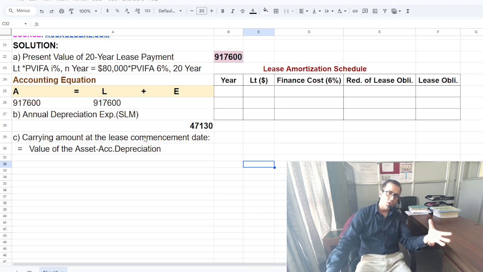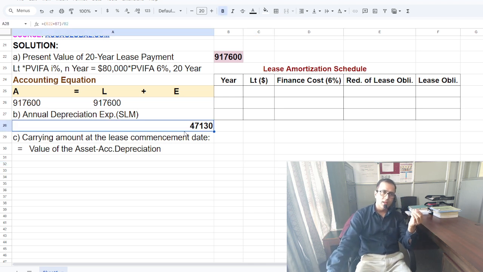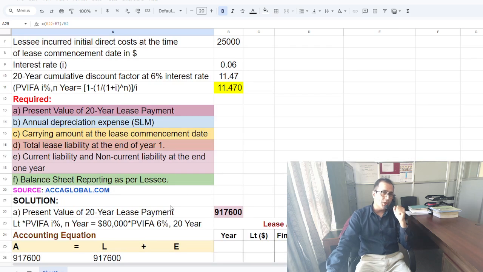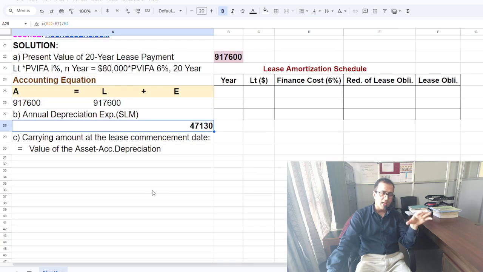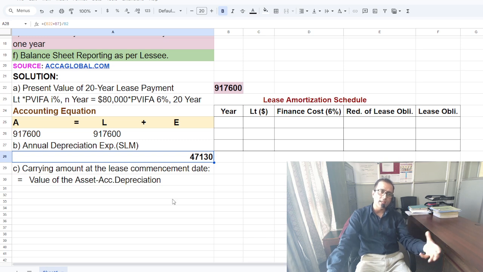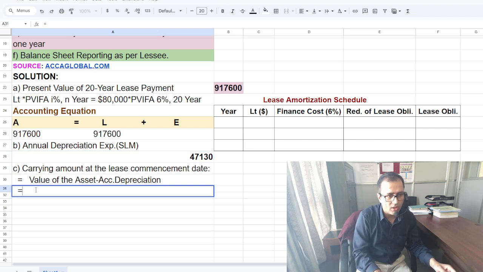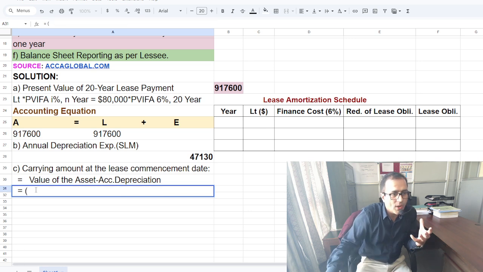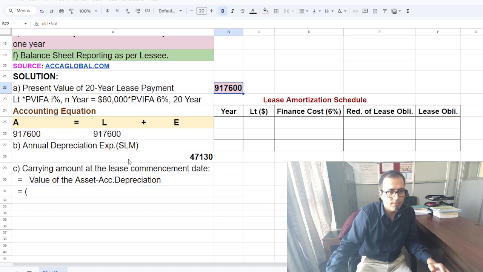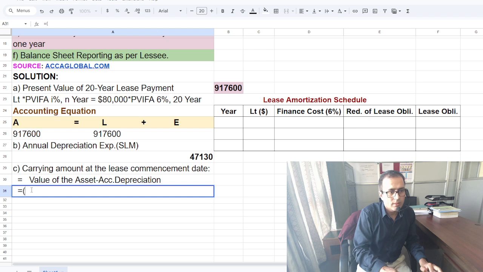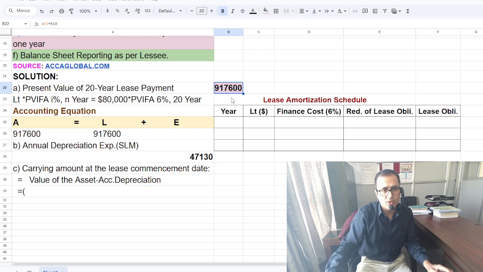Now when you prepare the balance sheet, the lease asset value is the present value of the lease payment minus accumulated depreciation. Now the question is what would be your carrying value. Carrying value, or book value, sometimes we say net asset value. In this case, as I already explained earlier, the value of the asset is 9,17,600.